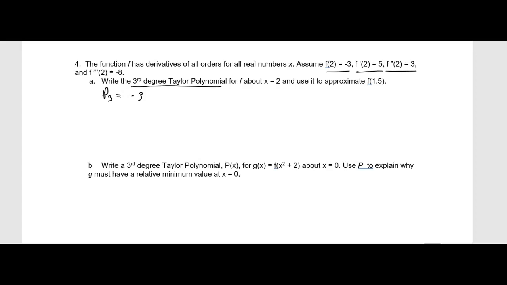Functional value is -3. Then I would want my first derivative value of 5. We are centered at 2, so we do x minus 2 to the first power, first factorial. Second derivative is 3, centered at 2, power of 2, 2 factorial. Third derivative would have been -8, x minus 2, power of 3, 3 factorial. That is in our polynomial. We use that to approximate values for f.